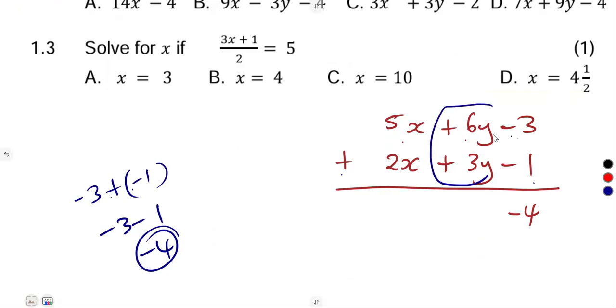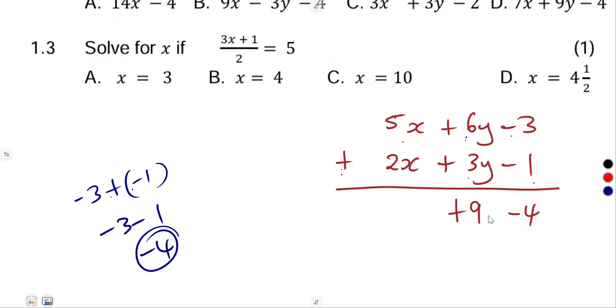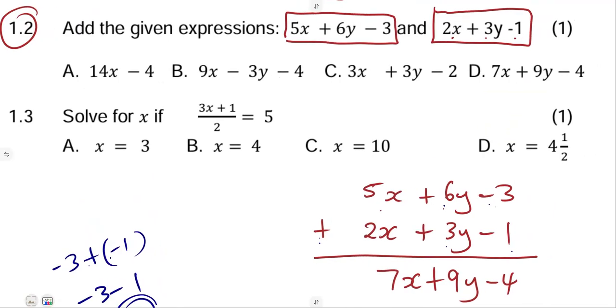You add these two, so that's 6 plus 3, which is 9. That's a positive. And 5 plus 2, that's a positive again, so that's 7x. So we're going to obtain 7x plus 9y minus 4. That is on D, this one. So that was going to be our correct answer.